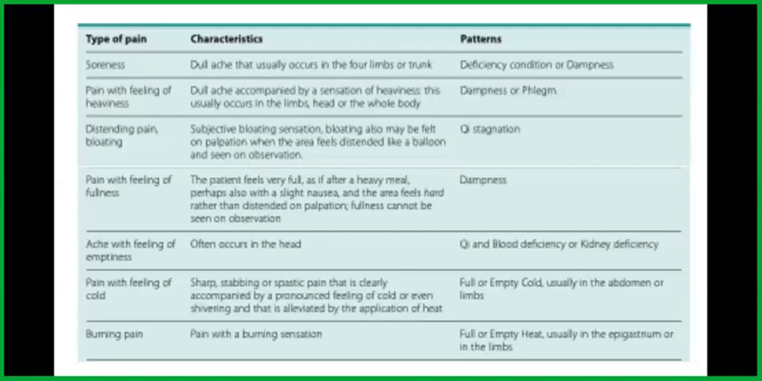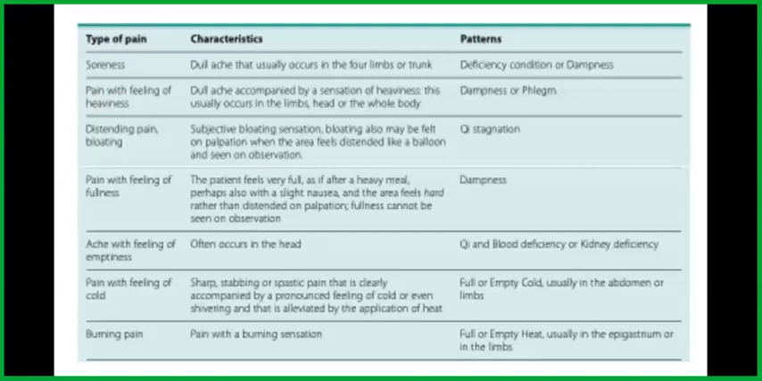When the pain is distending or there's bloating, it will be a subjective bloating sensation. Bloating may also be felt on palpation when the area feels distended like a balloon and seen on observation, and that is Qi stagnation. When there is pain with feeling of fullness, the patient will feel very full as if after a heavy meal, perhaps also with a slight nausea, and the area feels hard rather than distended on palpation. Fullness cannot be seen on observation, and that is a pattern of dampness.